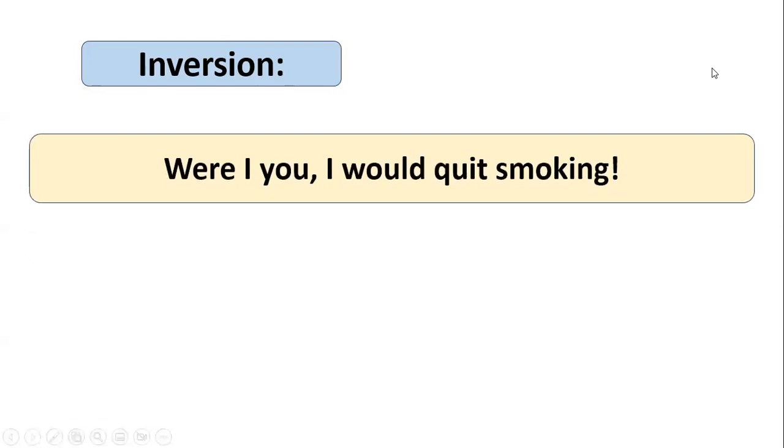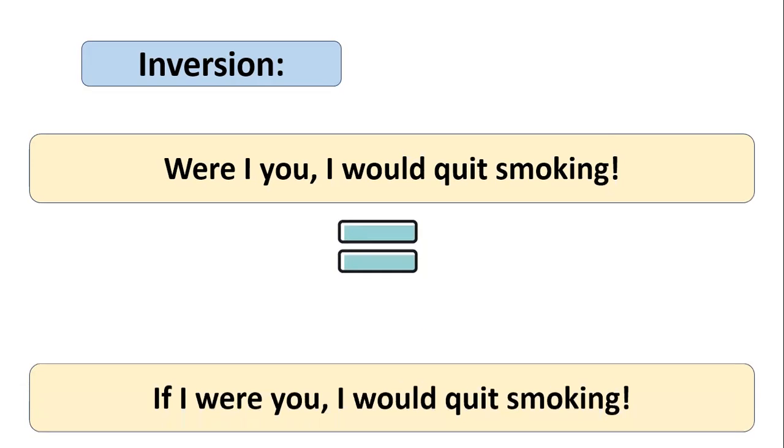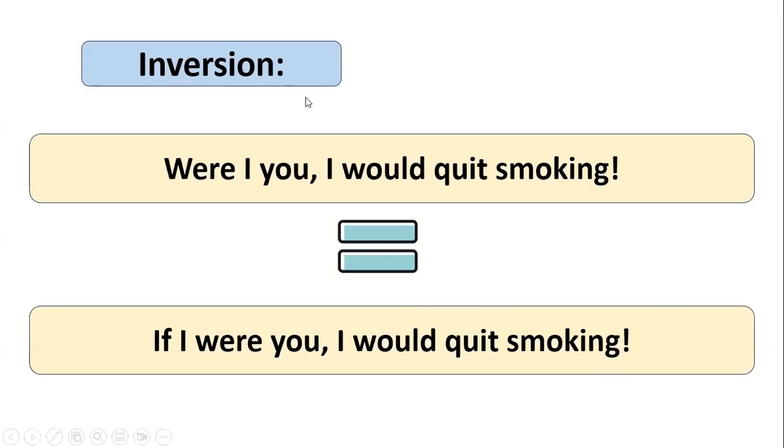Let's look at another one. This one is a second conditional. We're talking about a possibility, or sorry, an imaginary situation in the present. Were I you, I would quit smoking. What does this mean? It simply means if I were you, I would quit smoking. What do you notice here? In the first one, we are not using "if", because when we use this type of inversion, there is no need to use "if" here, okay? But they both mean the same thing.